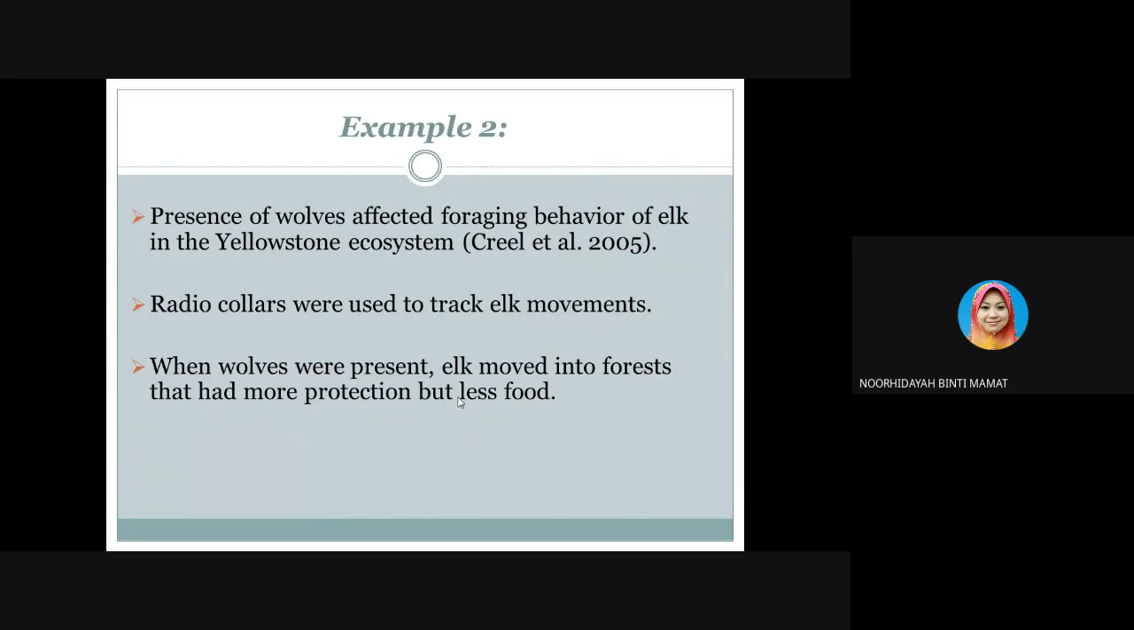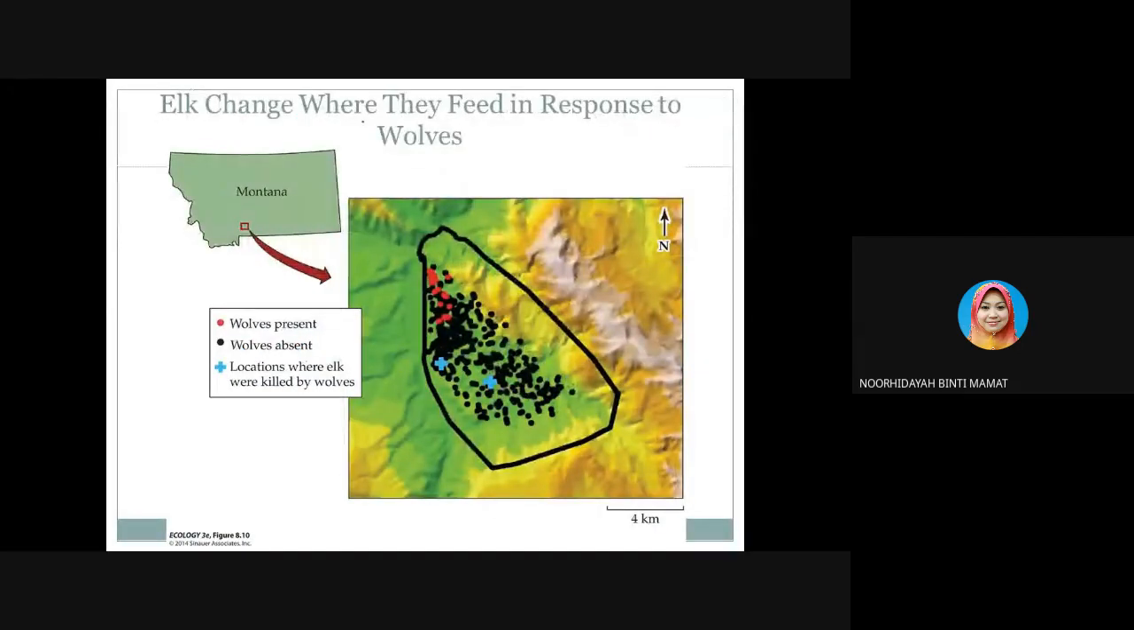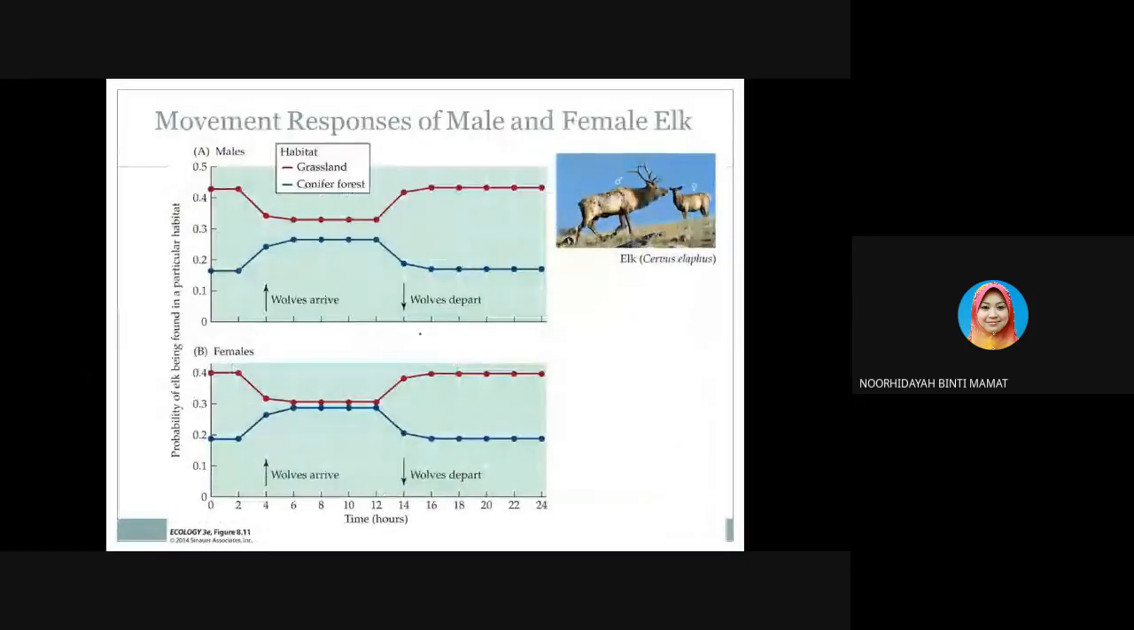Okay, so as you can see from this figure, this is the elk change where they fit in response to the wolves. So this is where the wolves are present. So this is where the wolves are absent. So this is the location where elk were killed by the wolves. Okay, so you see from this graph, this is the movement response of males and also females.